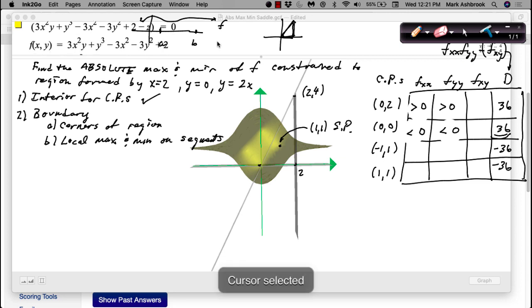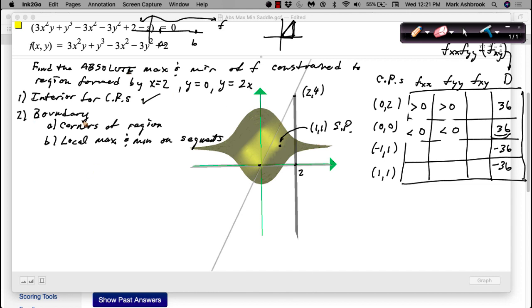And that's going to be true for all our candidates, right? So all these candidates that we come up with for potential absolute max or potential absolute min, we're just going to evaluate them in the function. And we'll get a z value, and then we're going to compare the z's. So in this example, there's the saddle point, but we don't have to do it.